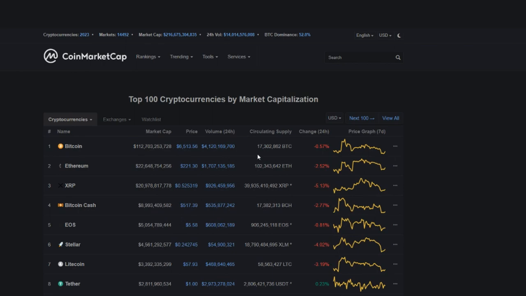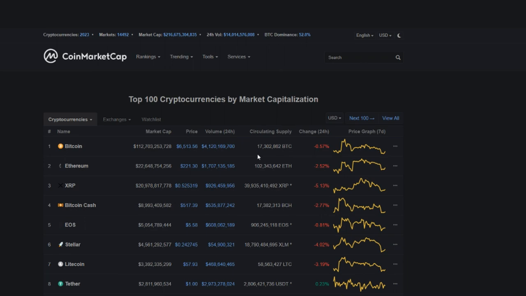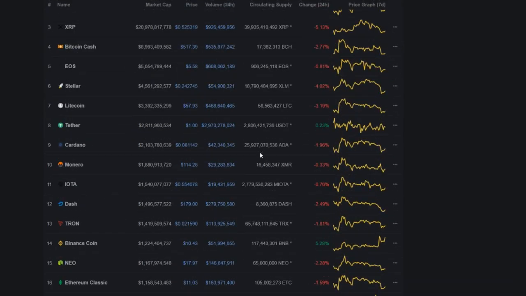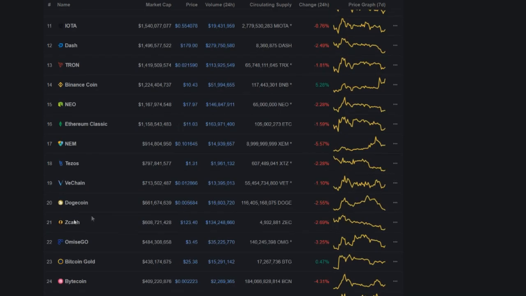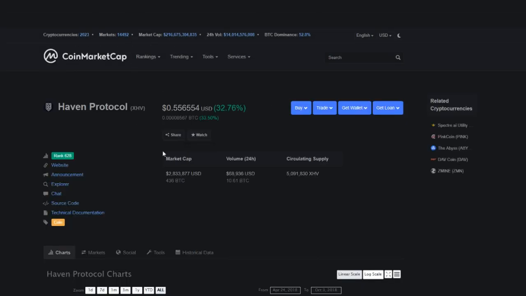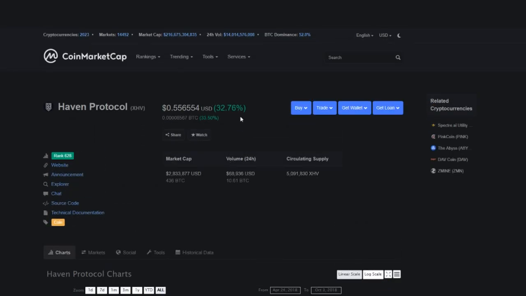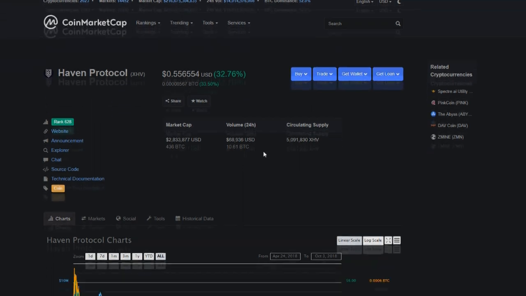Tip number two is low market cap coins which are mineable and have some volume. So we're talking about established coins, but not necessarily in the top 100 or the top 200. We're talking about coins like Haven Protocol. For example, this coin is mineable, and at least in the last 24 hours, we had a pump. That does not mean that you should actually mine it. Pumps and dumps come all the way.